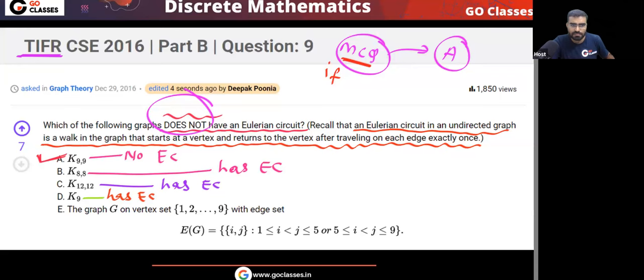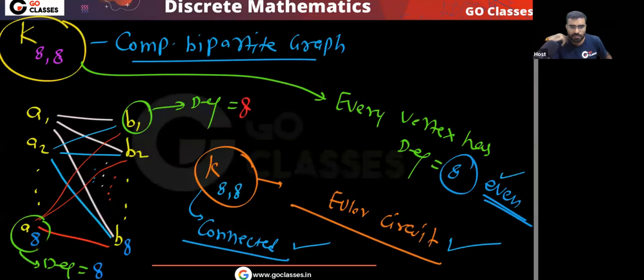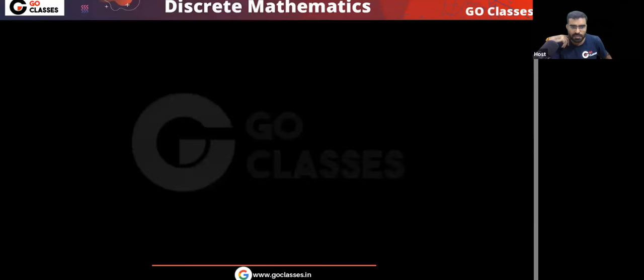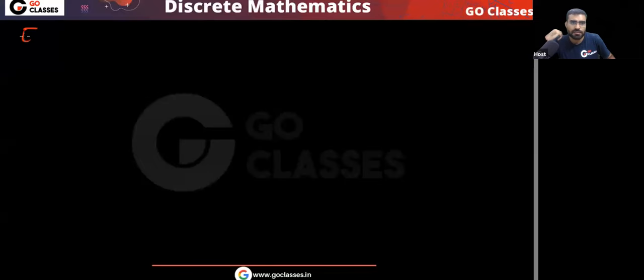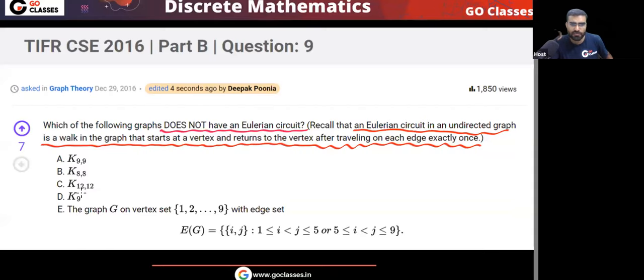Option E. Let's focus on option E. The graph G with vertex set 1 to 9 and with an edge set. This edge set is given to you. So this graph is given to you. Let's see this graph. What is this graph saying? Just take your copy and pen for this graph.